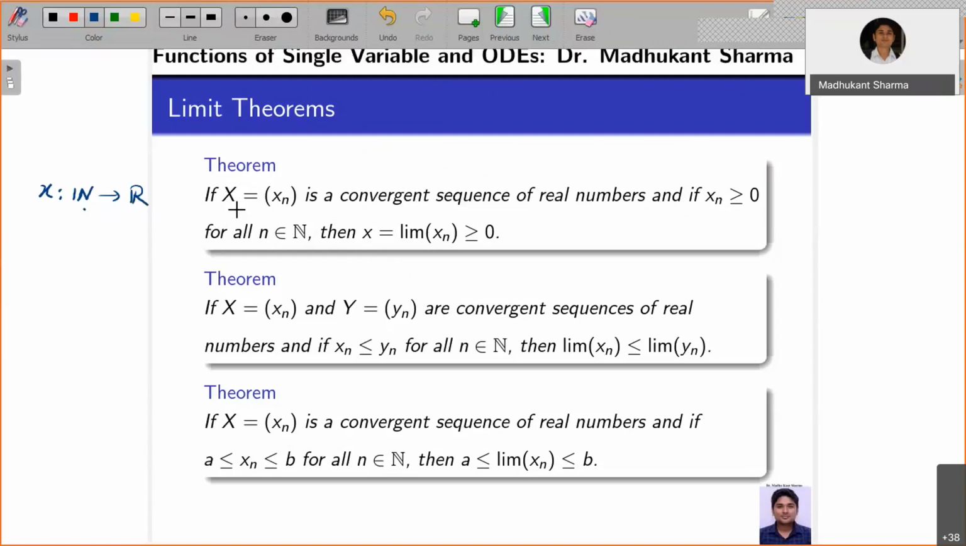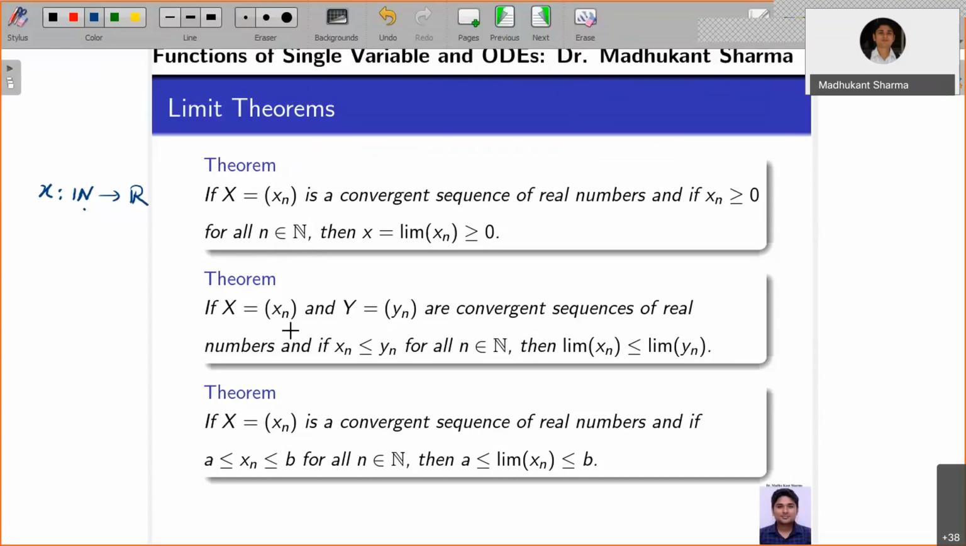Now we are going to look at some of the properties. The first result is: if x is a convergent sequence of real numbers, and if xn is greater than or equal to 0, which means it's a sequence of non-negative real numbers, any member you take will always be non-negative, then the intuition is that its limit is also going to be non-negative. If I claim this result, it has a very simple proof. Suppose this is true, then these two results will certainly follow from this result.